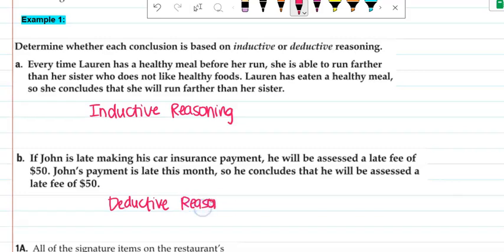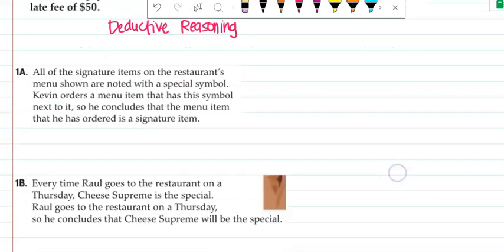My handwriting is great today. Whew. All right, moving on.